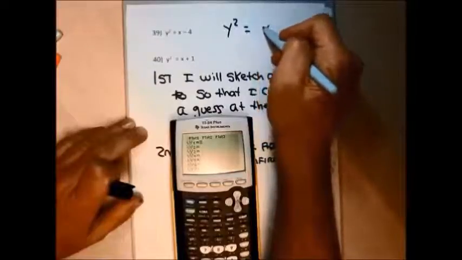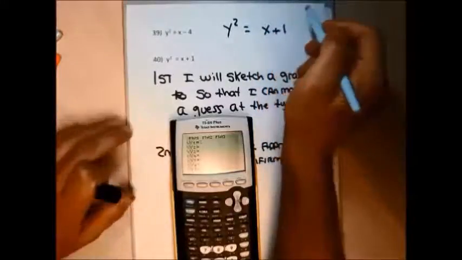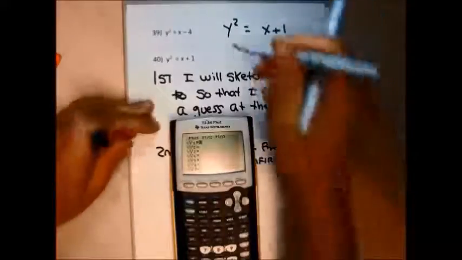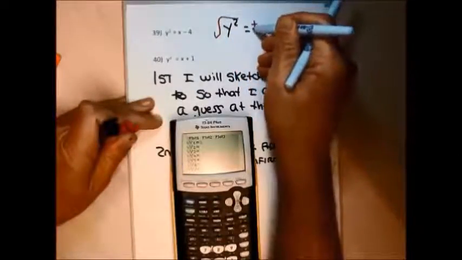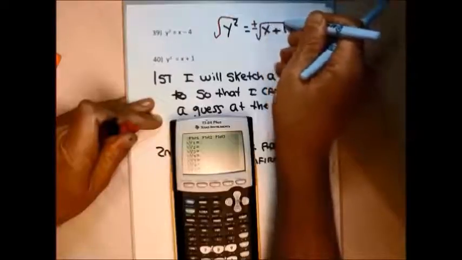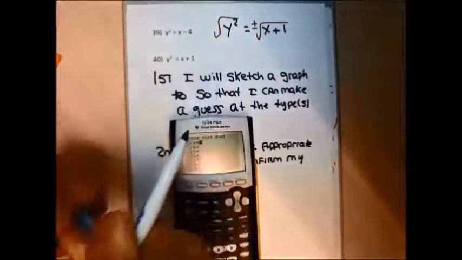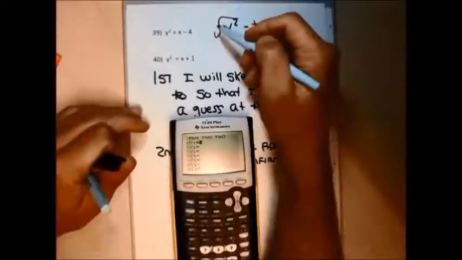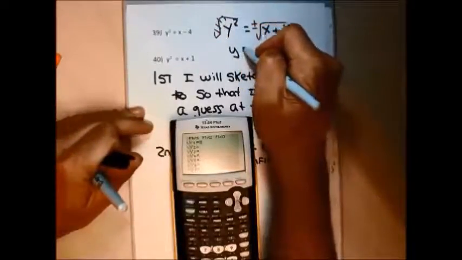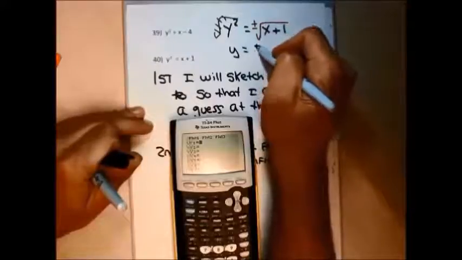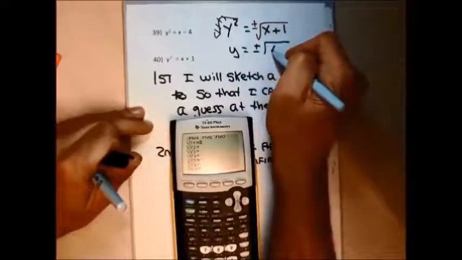My calculator can't graph y squared. So I need to take this equation and solve it for y to make my calculator able to graph it. To solve for y, I'm going to use square roots. On the left-hand side, square rooting a y squared will leave me with a y. And on the right-hand side, if I solve with square roots, I have to use a plus or minus sign.